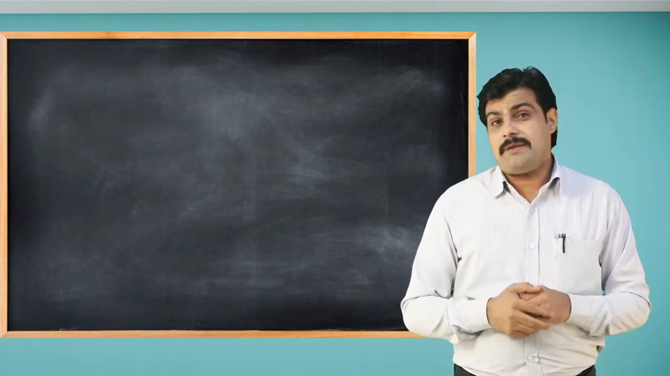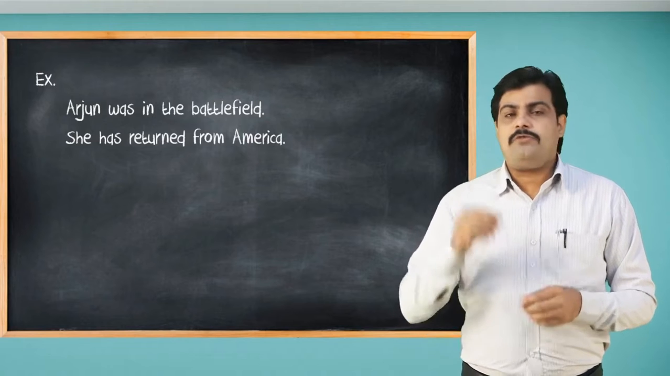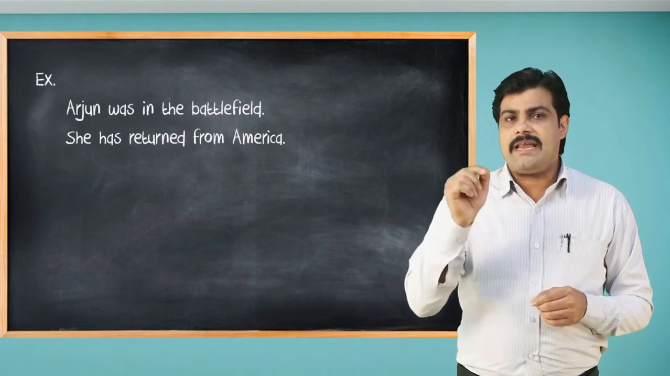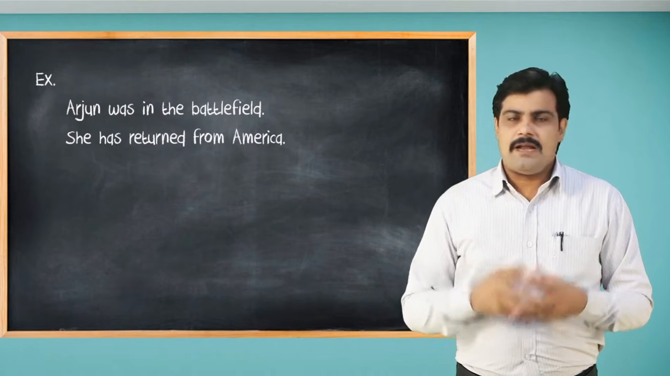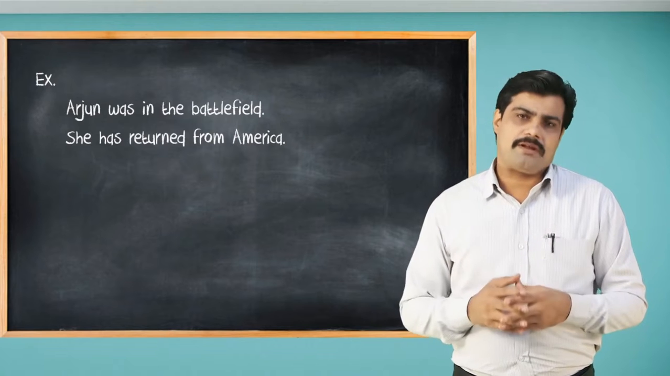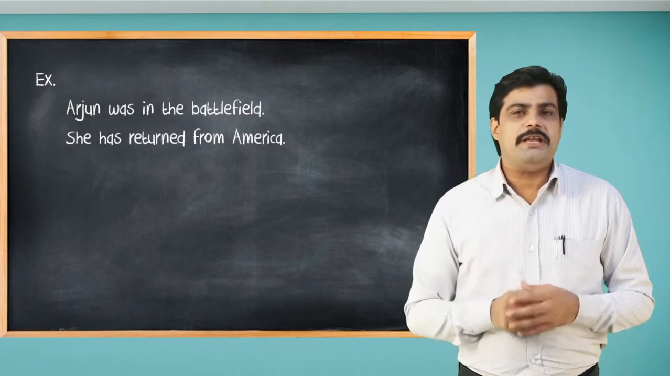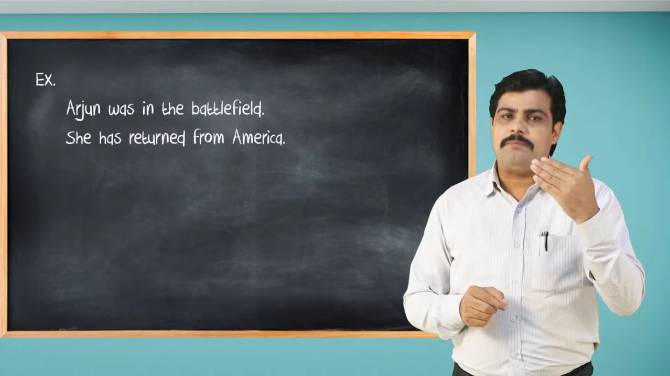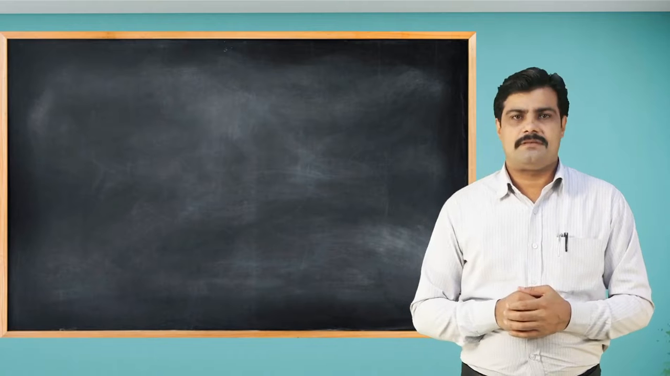Remember, for example, Arjun was in the battlefield. Now the preposition in the sentence, in, is telling the position of Arjun. Let's see another sentence. She has returned from America. Now the word from is a preposition here which is showing the position of she, the subject.